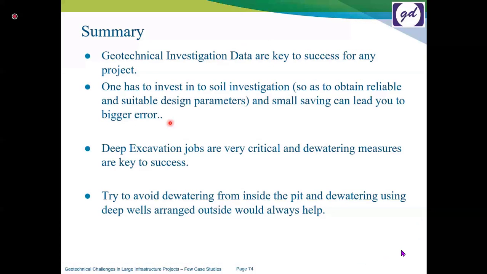The summary, I would say, simply summarizes the things which I have presented here. Geotechnical investigation data are key to the success of any project. One has to invest in soil investigation. The more you invest in it, the more data will be available to the designer, and you will be in a better position to offer better design solutions to your clients.